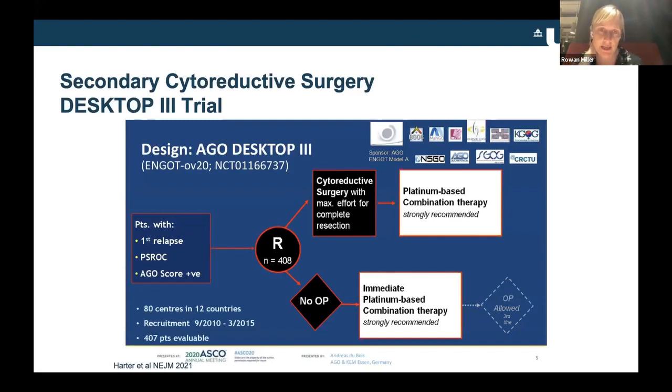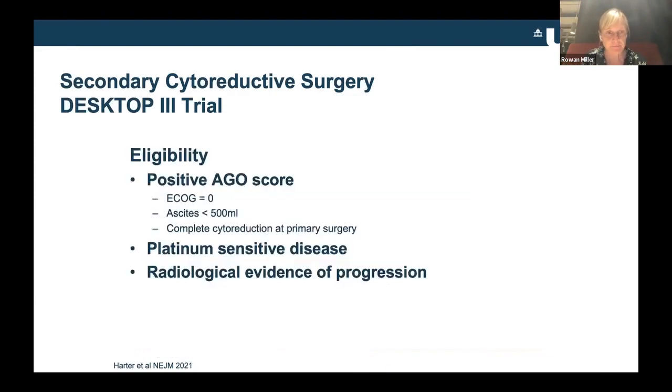So this is a trial looking at secondary cytoreductive surgery. This is for patients who had their first recurrence of platinum-sensitive ovarian cancer, and they were randomized to receive surgery following chemotherapy, or no surgery and then standard chemotherapy. And remarkably, they recruited 400 patients over 5 years to a surgical trial. It's actually quite difficult to do when you tell the patient, you might not get an operation, because often patients feel that the surgery is their best option.